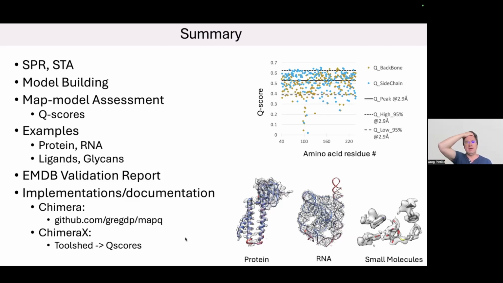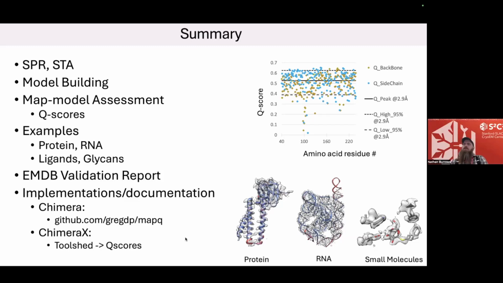Again, when you deposit a map and model, the EMDB is not going to stop you from depositing a map and model that you want to deposit. But the idea is that if you want to make the map and model as good as possible and have as high a confidence level as you can, then using all these different tools on your own is good. That's the main idea. It's not a way to prevent people from depositing maps and models. The key is still to deposit them, and as we go on, we'll have better tools for assessing all these properties.